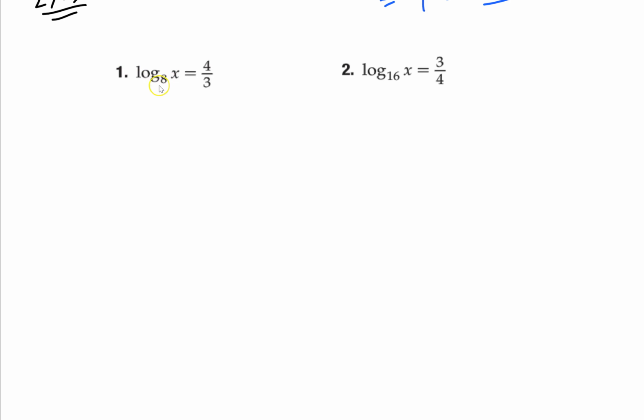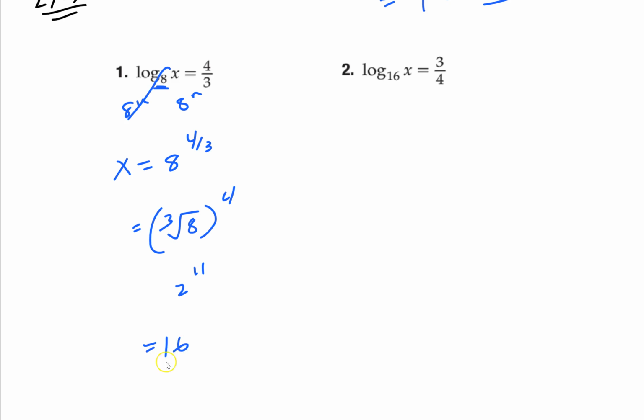Right, same idea here. Here's your base 8. So we're going to take 8 to both sides. So take 8 here, 8 here. These cancel. You're going to get x equals 8 to the 4/3. Hopefully you're getting a little better at this. So that's going to be the cube root of 8 to the 4th, which is 2 to the 4th, which is going to be 16.